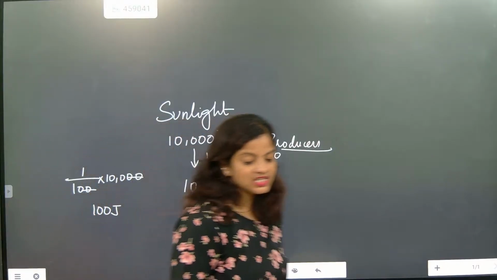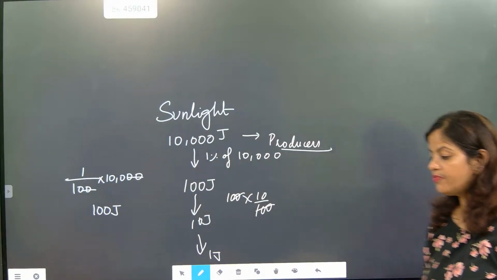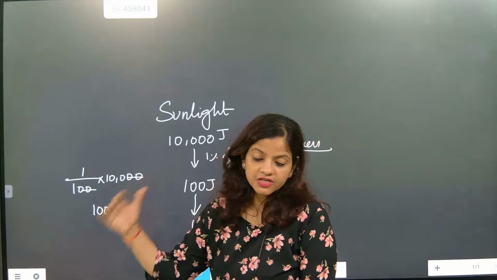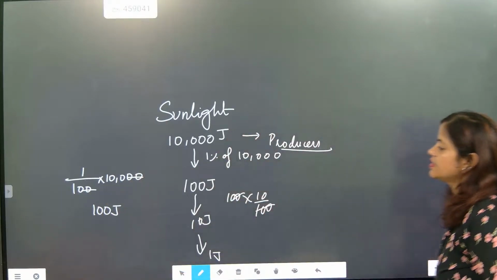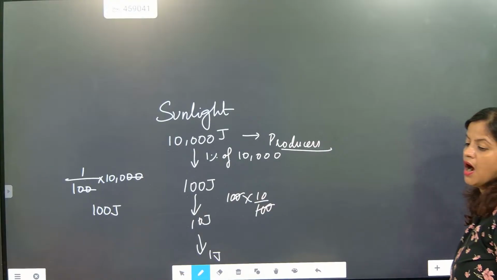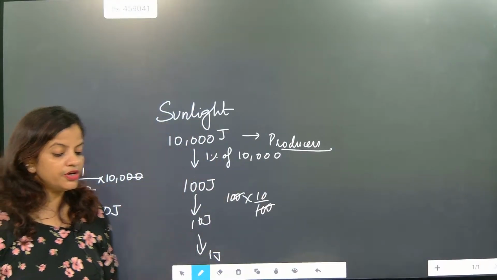See how much less energy will be present for those at the lower bottom. The lower bottom will always suffer because of less energy content. 10%, 10%, 10% keeps on reducing, beta.